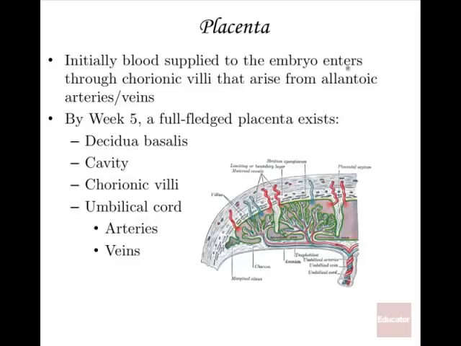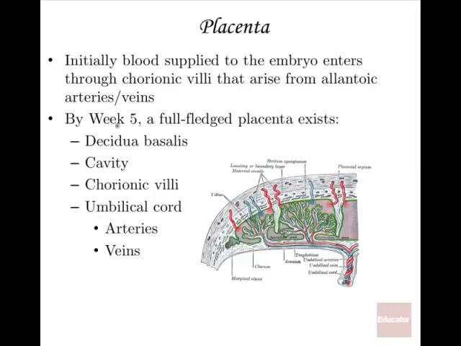Initially, blood supply to the embryo enters through chorionic villi. So initially, we wouldn't call that a placenta, but through the chorionic villi, and those arise from, remember, the allantois, the allantoic arteries and veins help that blood connection happen.